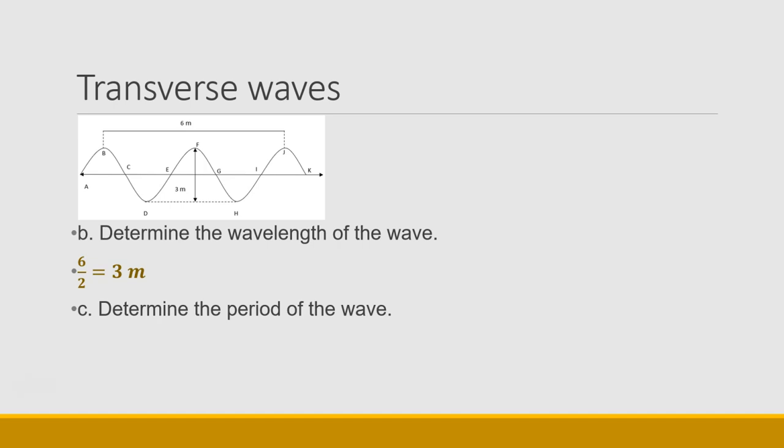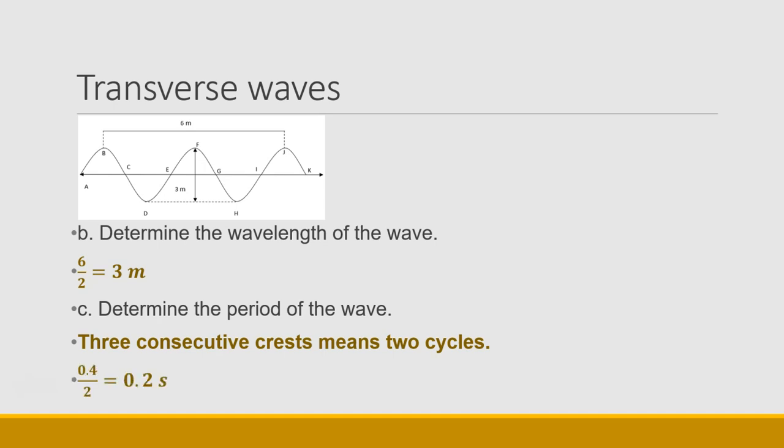Determine the period of the wave. So we now know that 2 full cycles take 0.4 seconds, but the period of a wave is how long it takes for one cycle. So again, 3 consecutive crests means 2 cycles. 0.4 divided by 2 means that one cycle takes 0.2 seconds.